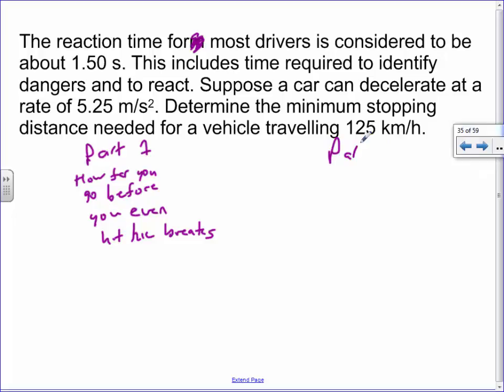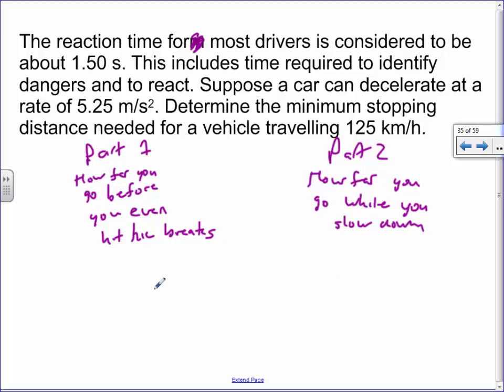And then in part two, you have to figure out how far you go while you slow down. Because you don't just instantly stop when you put your foot on the brake, right? It takes you a little while. So there are two different parts to this: how far you go before you even hit the brakes, and how far you go while you're slowing down. We have to combine those two things together. Sound good?